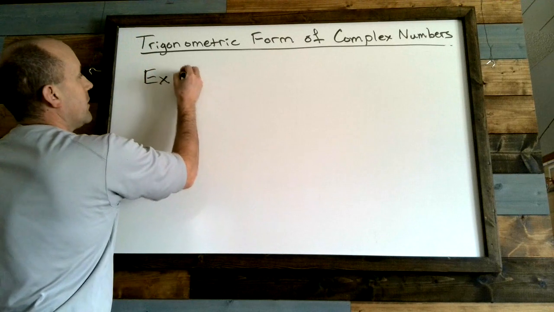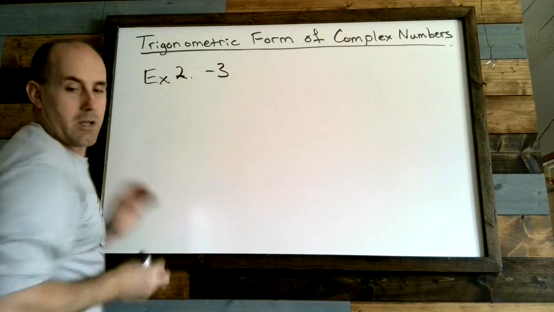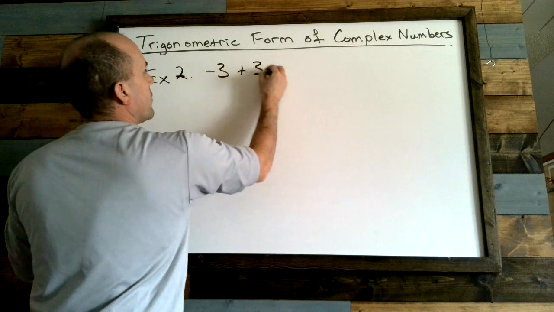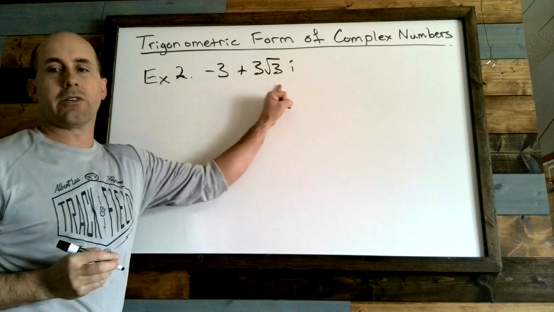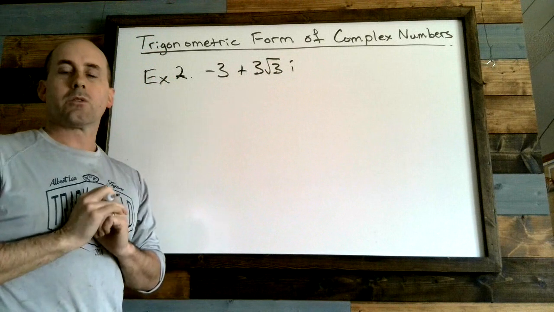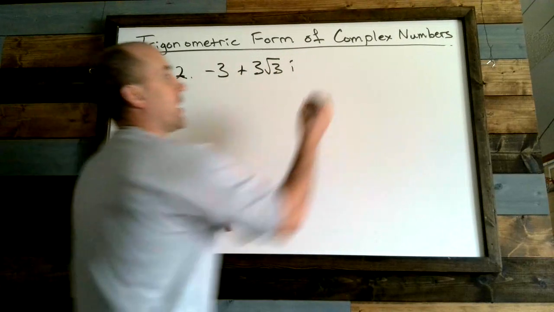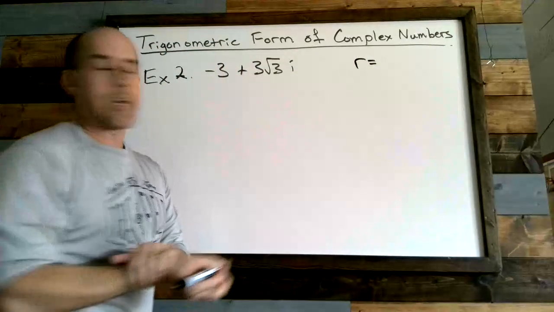Example 2, we have -3 plus 3 roots of 3i. Notice the i is not under the square root. Okay, so there we have it. I need to find two things. I need to find r, and I need to find theta.